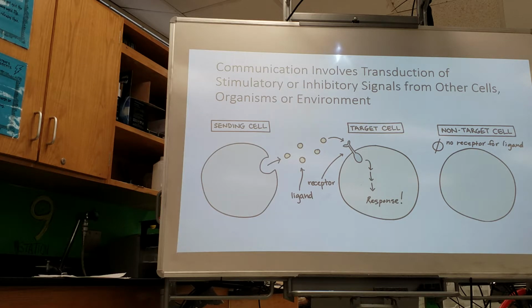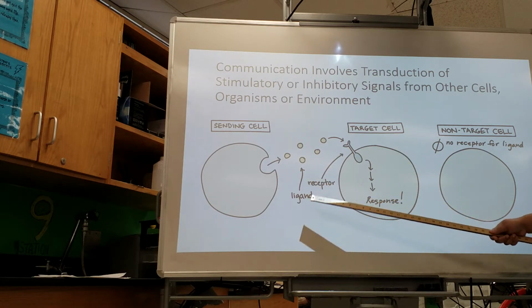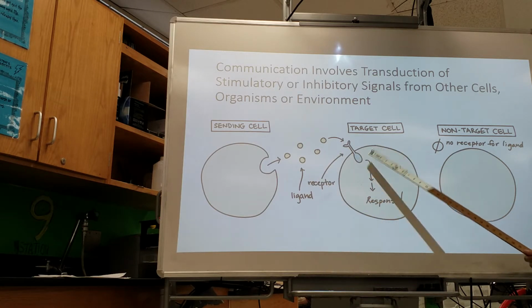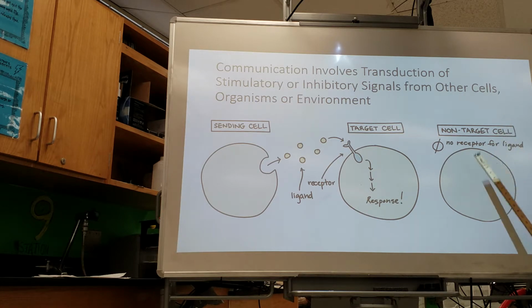If you look and you divide it all up, you can either have a response, excitatory stimulation, or you can have inhibitory signals that say, hey, don't do this function. So cells are constantly communicating with each other. Whether or not they're able to communicate depends on whether or not they have a receptor. So this target cell has a receptor that can interact with this ligand, so it can have a response. This other cell, which may be nearby, has no receptors, and it doesn't hear the signal.